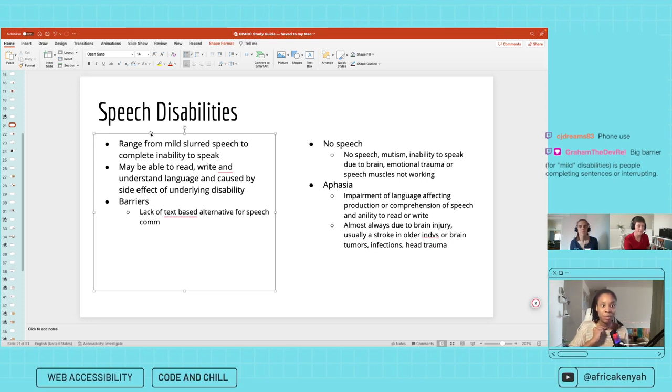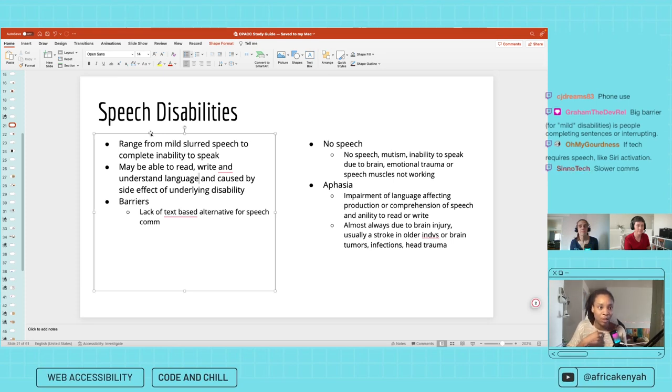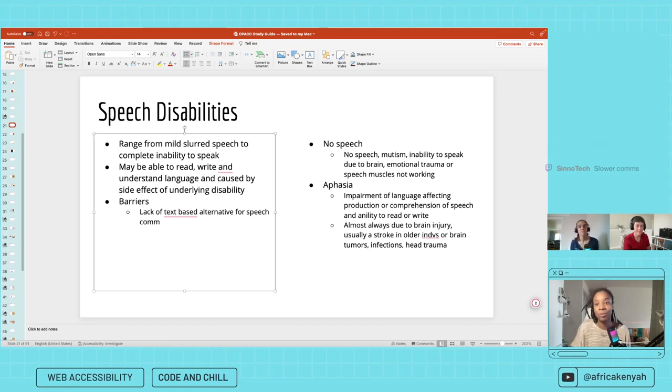CJ Dream said phone use, yes. Talking on the phone might be hard, but there are ways to get around it that we can talk about. Graham said a big barrier for mild disabilities is people completing sentences or interrupting. Yes, that's a big one. Oh my goodness said if tech requires speech, like Siri activation, yes. Cynotech said slower communication. CJ Dream, you said phone use. That's where assistive technology would come in. Someone who cannot speak but still wants to use the phone can, because they can use a device that has speech output. They can hear you, but you'd be speaking to an assistive technology device called an AAC, an augmentative communication device, essentially something that outputs speech as you type.